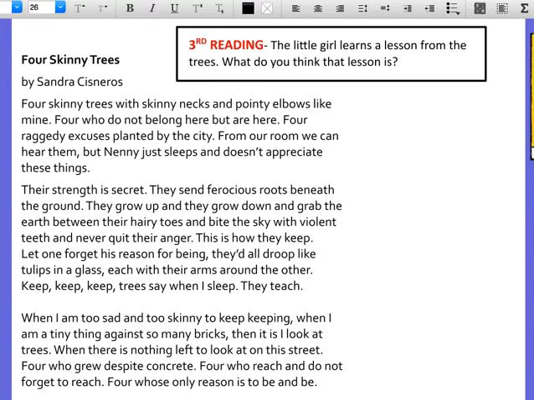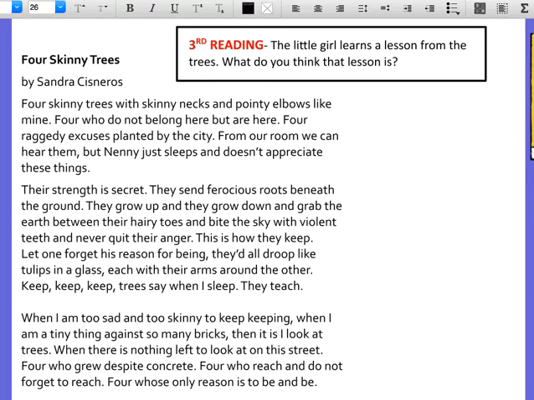So let's read it one more time. Four Skinny Trees by Sandra Cisneros. Four skinny trees with skinny necks and pointy elbows like mine. Four who do not belong here but are here. Four raggedy excuses planted by the city. From our room we can hear them. But Nenny just sleeps and doesn't appreciate these things. Their strength is secret. They send ferocious roots beneath the ground. They grow up and they grow down and they grab the earth between their hairy toes and bite the sky with violent teeth and never quit their anger. This is how they keep.